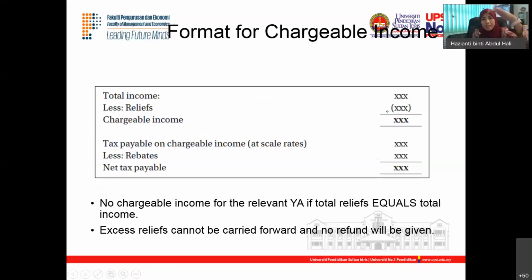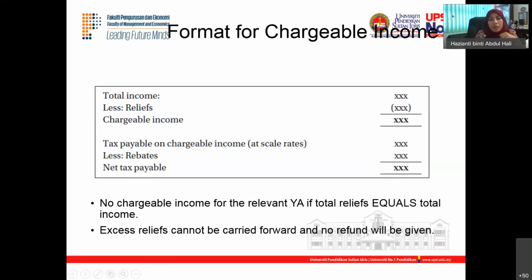Okay. So this is the position of relief. That's why I said relief dekat atas, rebates dekat bawah. So once we have completed our chargeable income calculation, we will calculate our tax payable based on the scale rate, the table. So we get the tax payable based on this chargeable income. And then if we have rebates, zakat apa semua tu consider as rebates. Tempat zakat dekat bawah ni rebate. So we minus the rebates. This would be our net tax payable. So normally the amount would be lower if we have rebates ni. Alright, so relief dekat sini before chargeable income, rebates is actually in our calculation to arrive at the net tax payable. So rebate tempat dia bukan dekat atas, rebate dekat bawah.